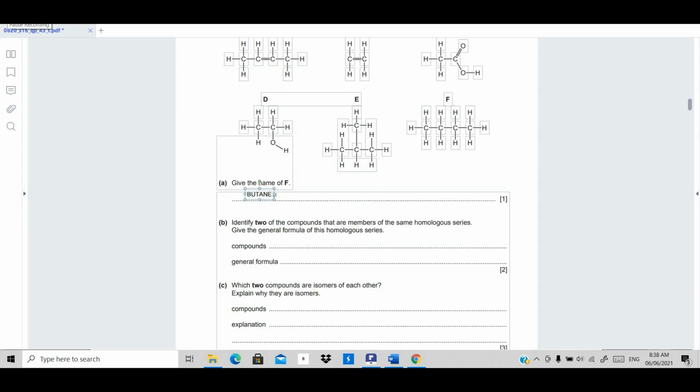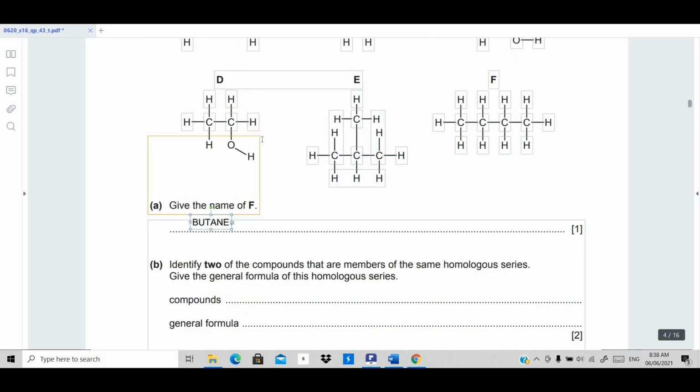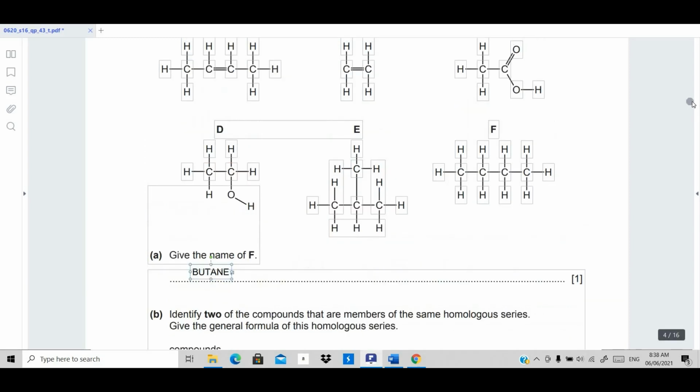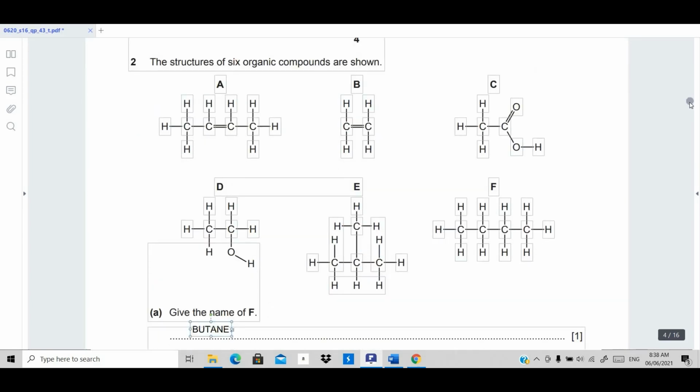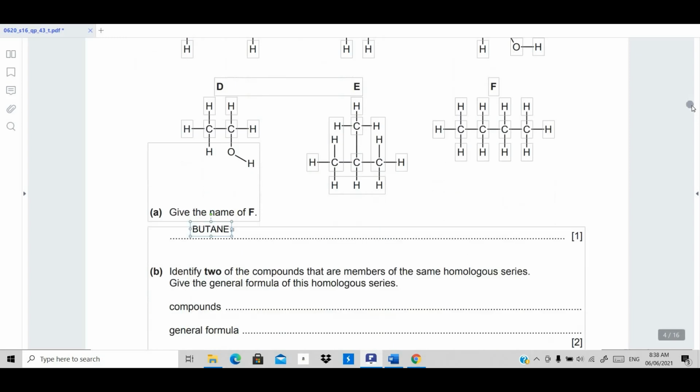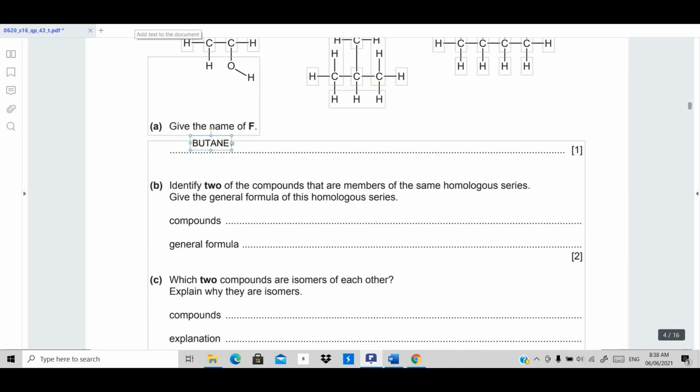Now moving on to the B part of the second question. Identify 2 of the compounds that are members of the same homologous series. Give the general formula of this homologous series. Among all these structures, there are 2, but I'll mention only one. A and B are members of the same homologous series. They are members of the group alkenes. I identify this by the carbon-carbon double bonds, because organic compounds which contain carbon-carbon double bonds are recognized as alkenes. So A and B are members of the same homologous series.